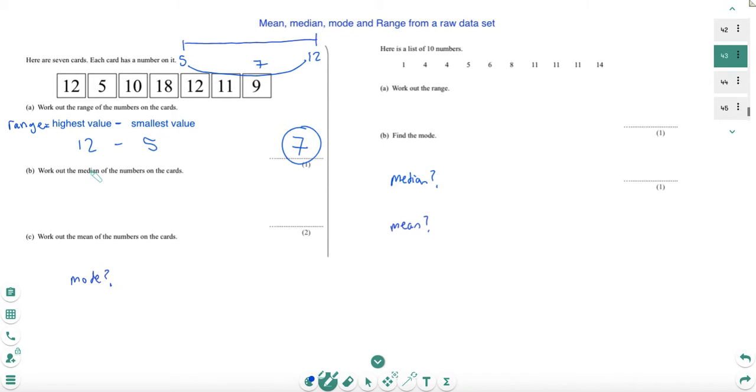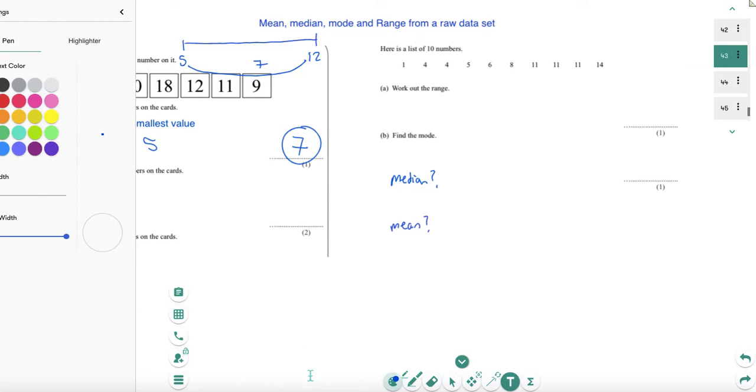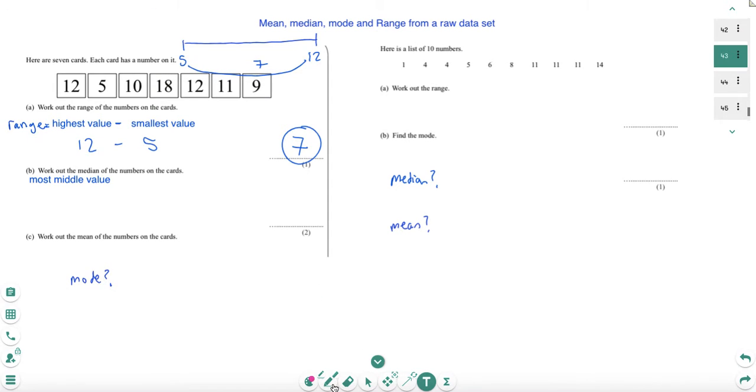Next is the median. The median is the most middle value. Before you do the median, you have to order the data from smallest to biggest or biggest to smallest. Just make sure it's in order first, all right? 5, 9, 10, 11, 12, 12, 18. And we're just going to find the middle value. What I like to do is cross out either side, the endpoints, the second most endpoints, and see what's in the middle. Oh, it's just 11. Easy as that.